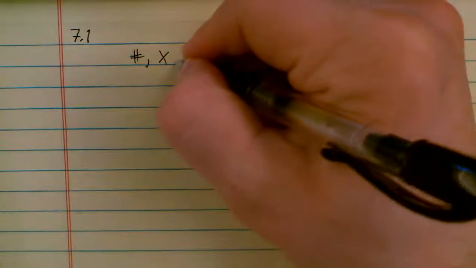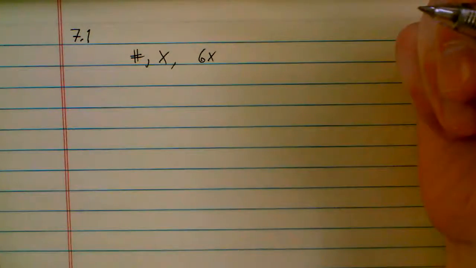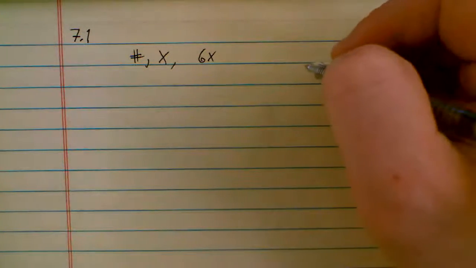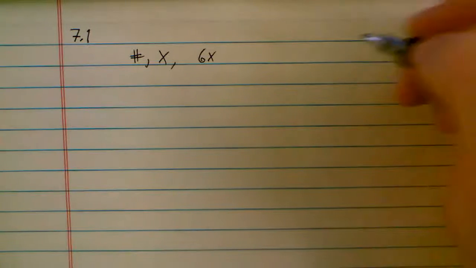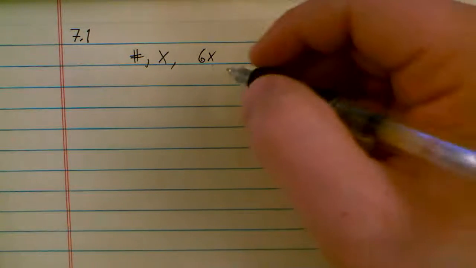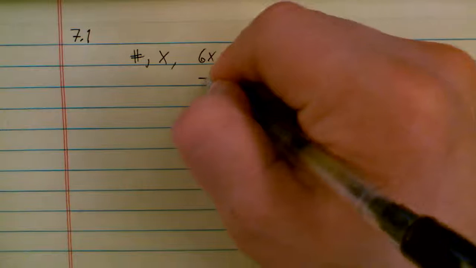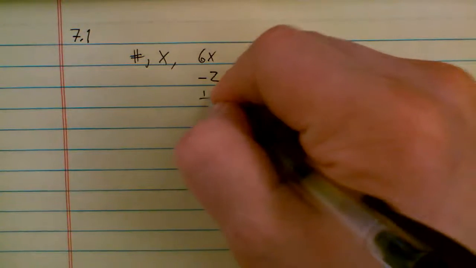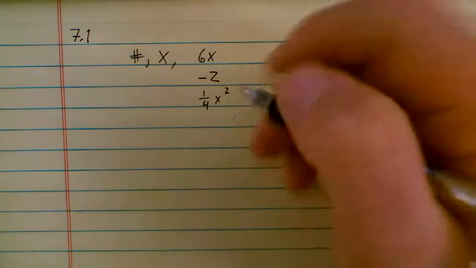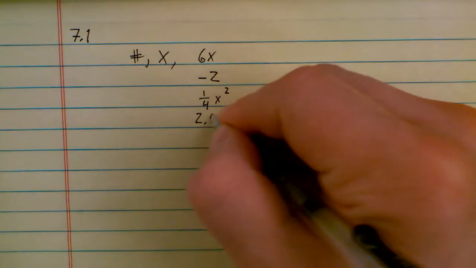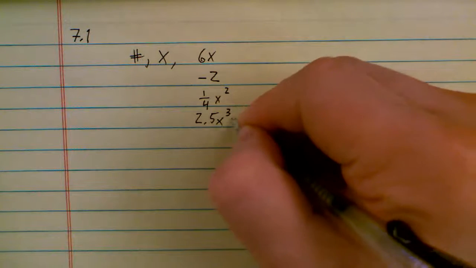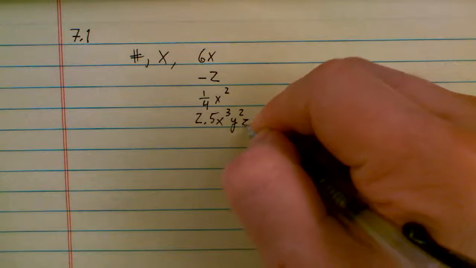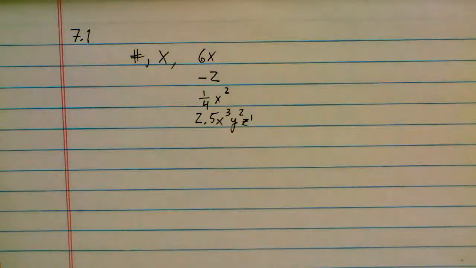So let's talk about monomials. A monomial is a number, variable, or a product of a number and one or more variables with whole number exponents. So if we look at some examples of monomials, you have -2, you have 1/4 x to the second, and you have 2.5x to the cube, y to the second, z to the first. Those are all examples of monomials.